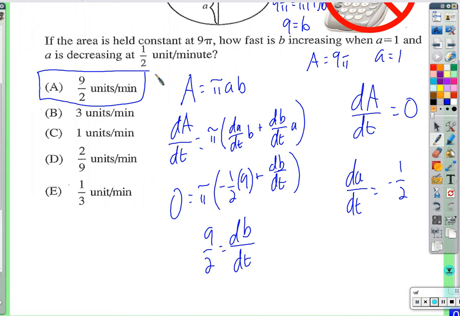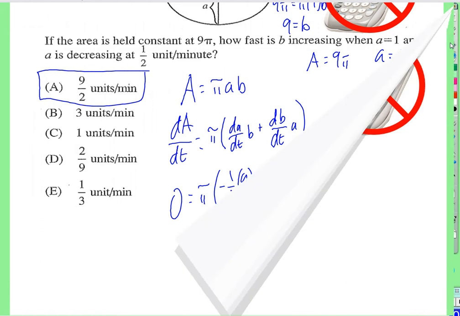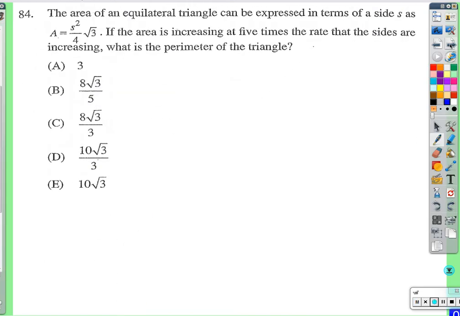Ooh. A. Do one more related rate. 84. Yeah. 84. Let's go. Can I have credit for this question? I have this corner part done. Here, this is where to go after that. I'll give you all the credit. Yay. For what you've done. 8 out of 10.